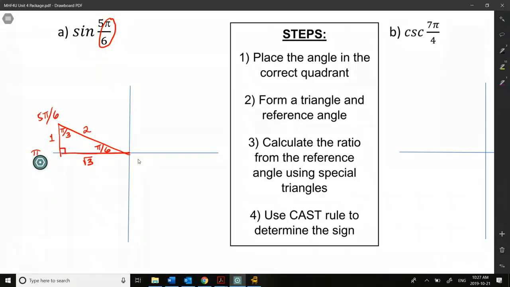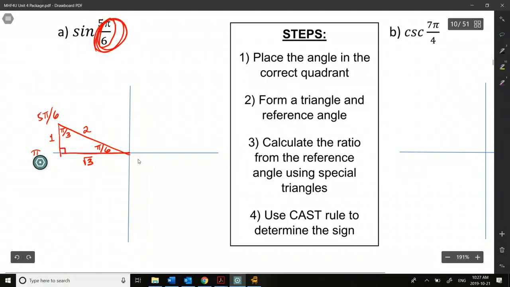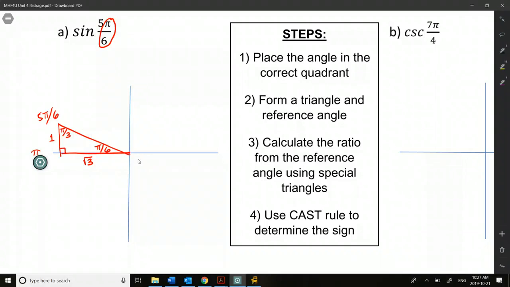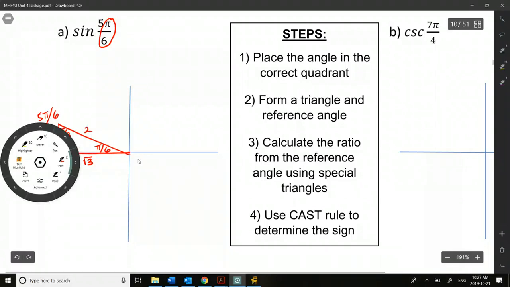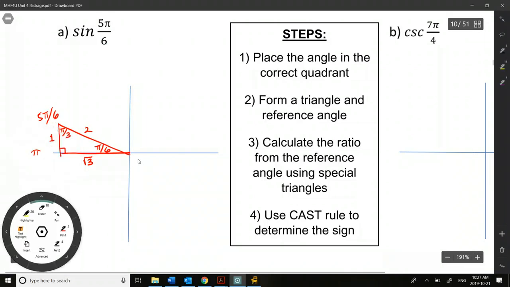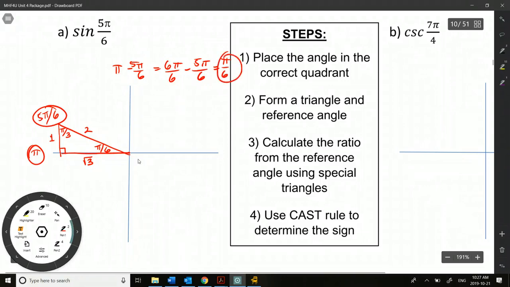Wait, how did you get pi over 6? So the reference angle is the angle that you see in here. Okay, or if you are uncertain of what that reference angle is, if this line right here is pi, and this is 5 pi over 6, if I do pi minus 5 pi over 6, it's like 6 pi over 6 minus 5 pi over 6, which gives me pi over 6 in between that space. Okay, I'm looking for this little piece inside here as a reference angle.